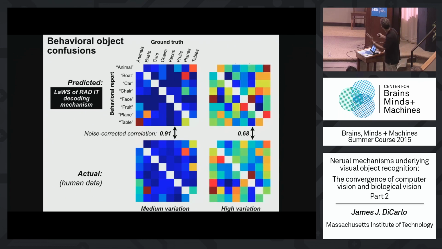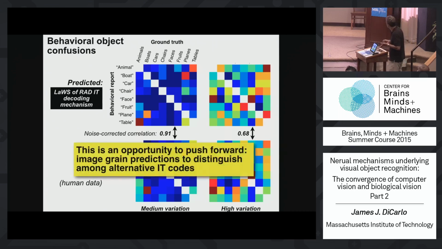I say only. Some people would say this is success. We're only at 0.68 on high variation. So there's a failure here of the model. That is, it should be at 1 because it's noise corrected. So there's something about this that's not quite right at predicting the confusion patterns of humans at high variation images. And that, to us, is an opening to push forward, right?